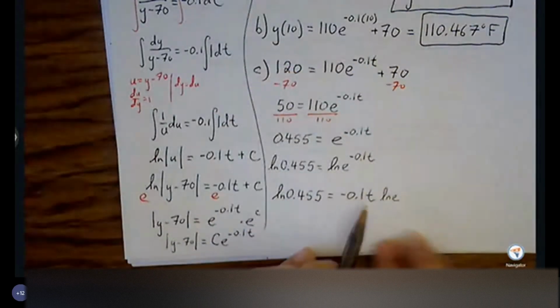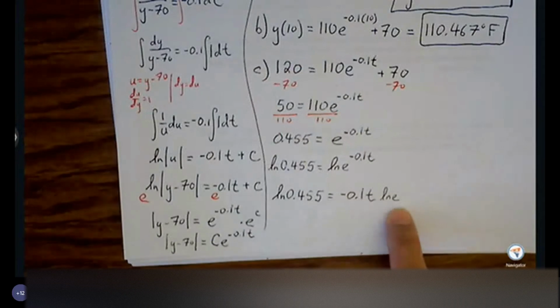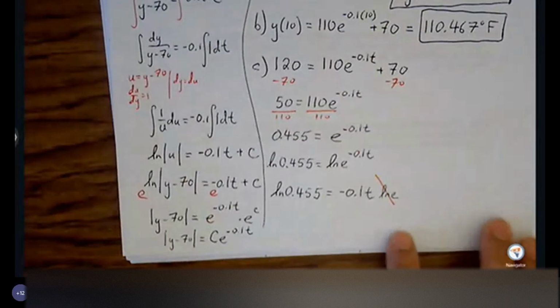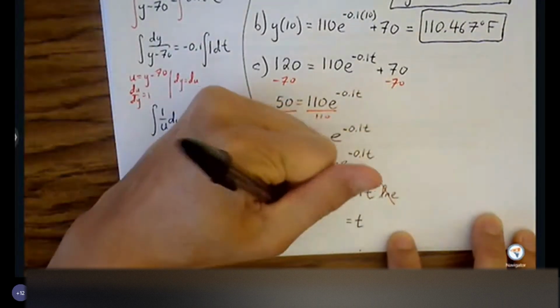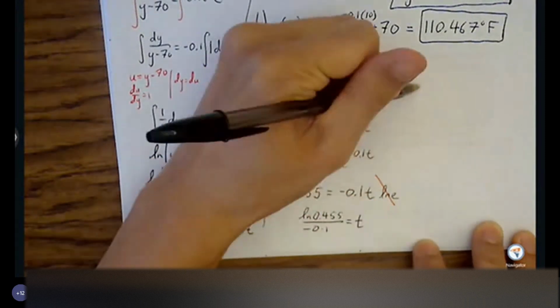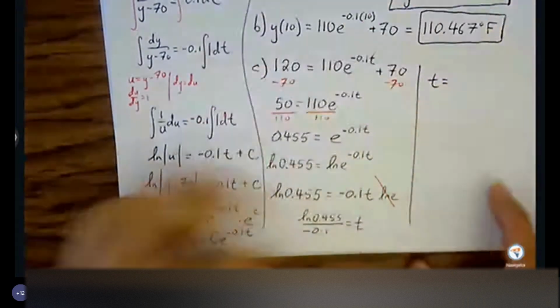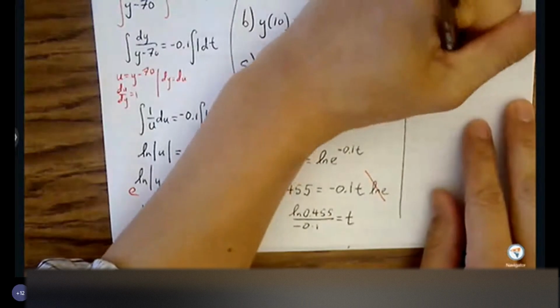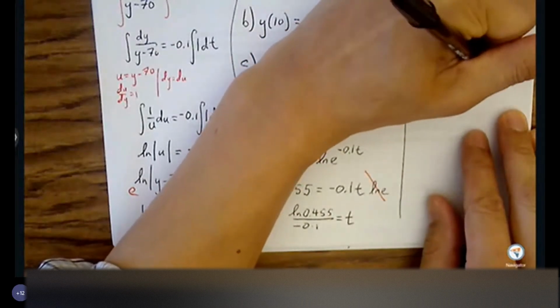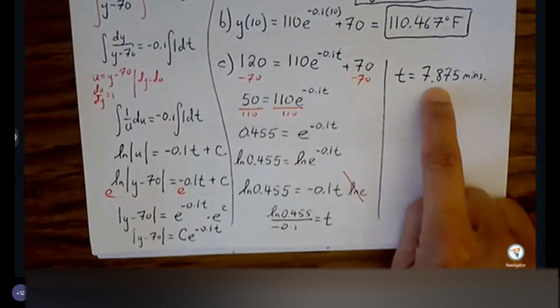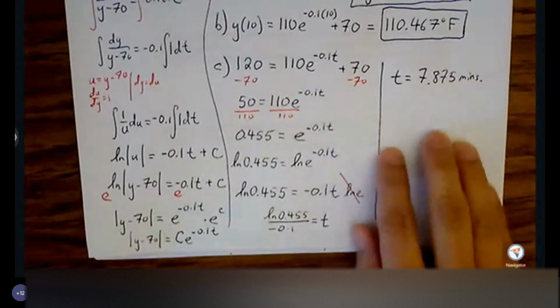All right, once that exponent comes down, there's negative 0.1 T times natural log of V. We know natural log of V just goes away. And now we divide both sides by negative 0.1. Okay, we solve for T. We get 7.875. So we know T is safe to drink at this moment in time and after.